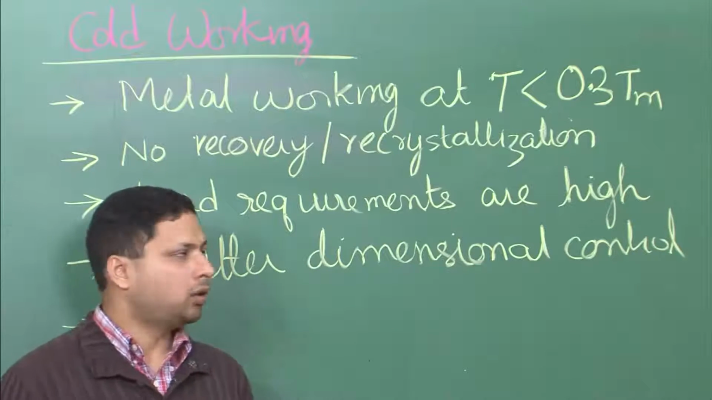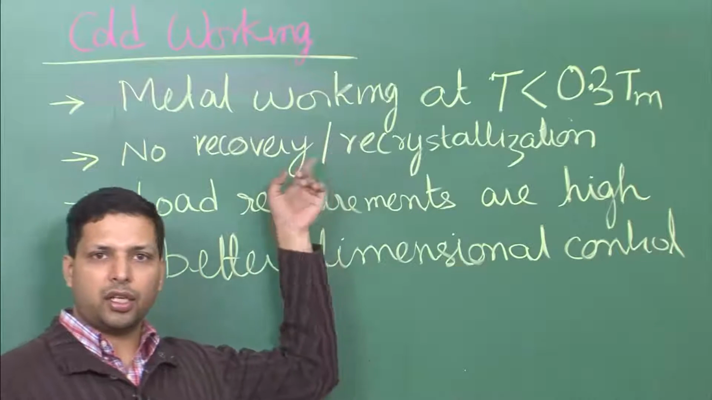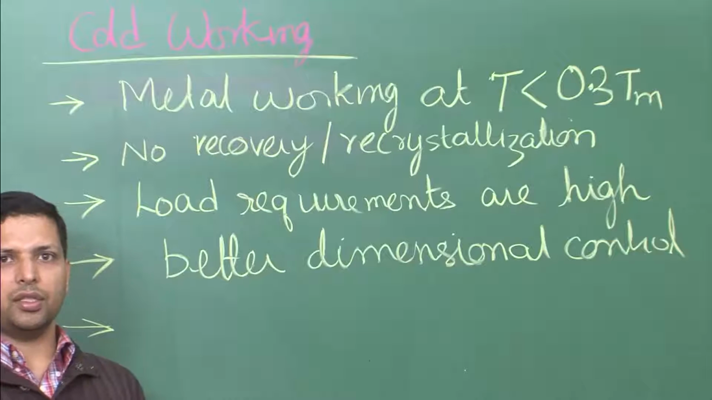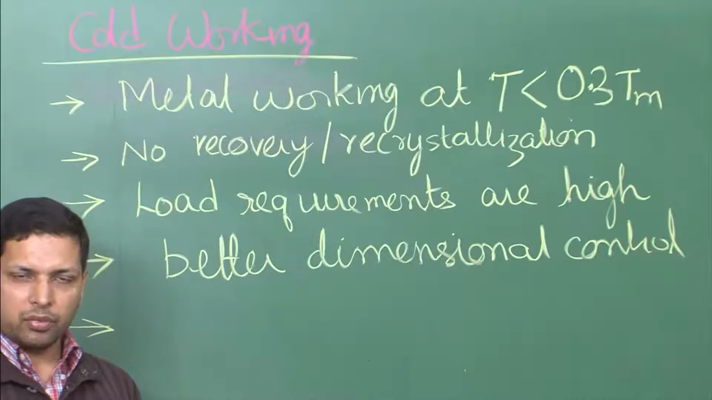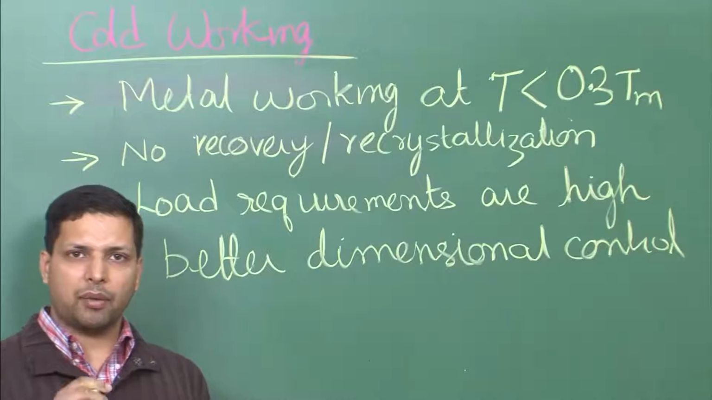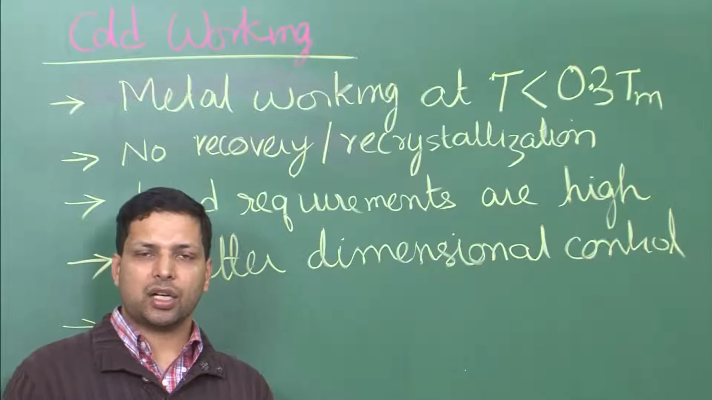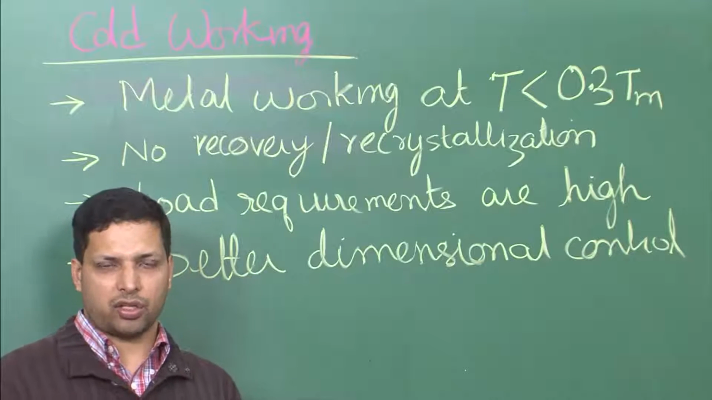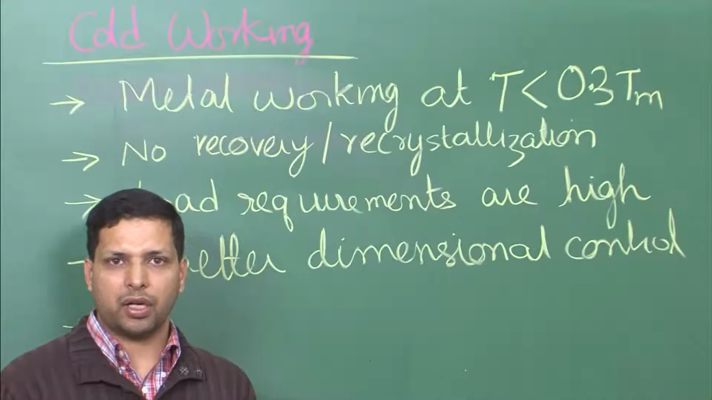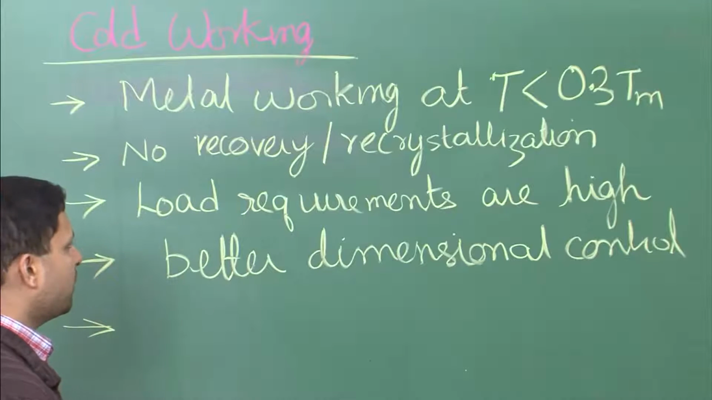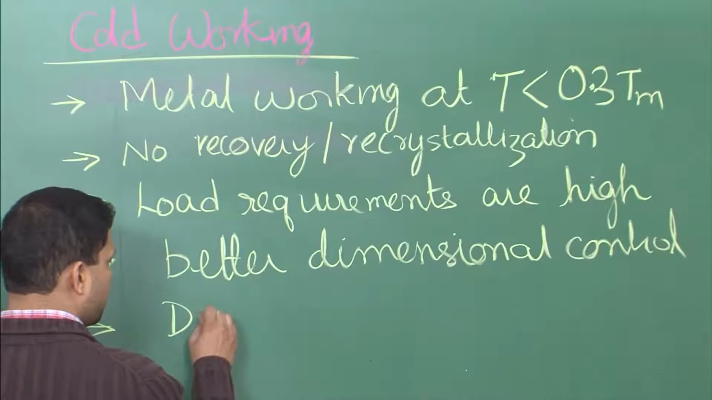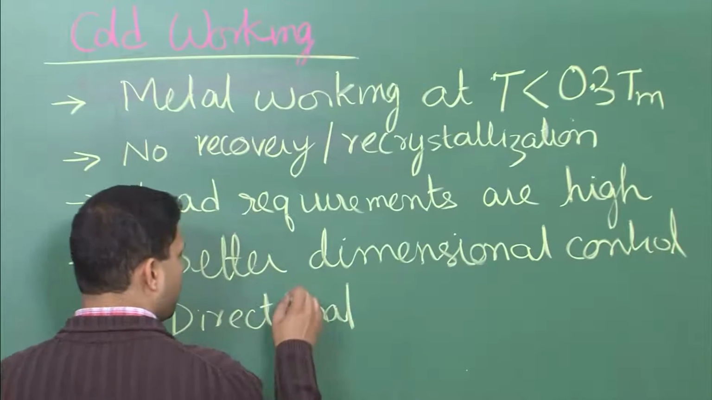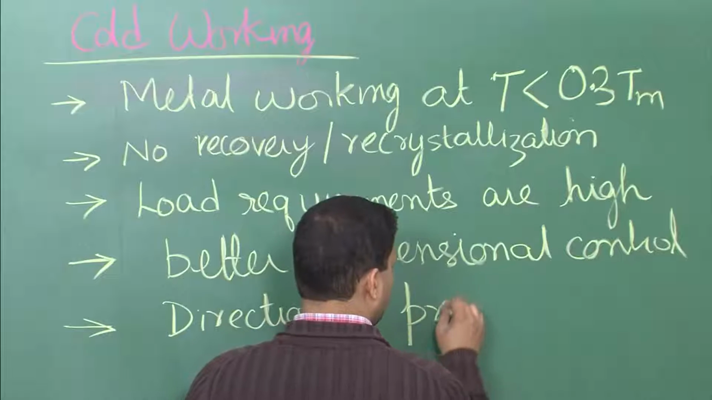Another aspect is again related to the recrystallization fact, that there is no recrystallization taking place when you deform the material, and if you are doing the deformation in such a way that the material is getting deformed in one particular direction, then at the microstructure level, the structures which we call grains will get a directional structure. You can say they will be elongated in one particular direction, and because of that you will have directional properties in the component formed by cold working.